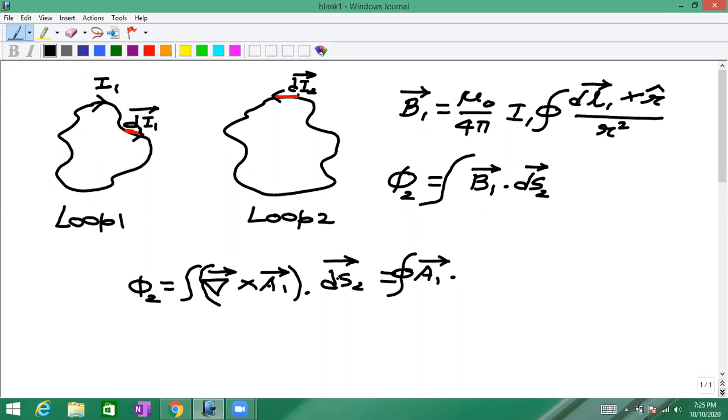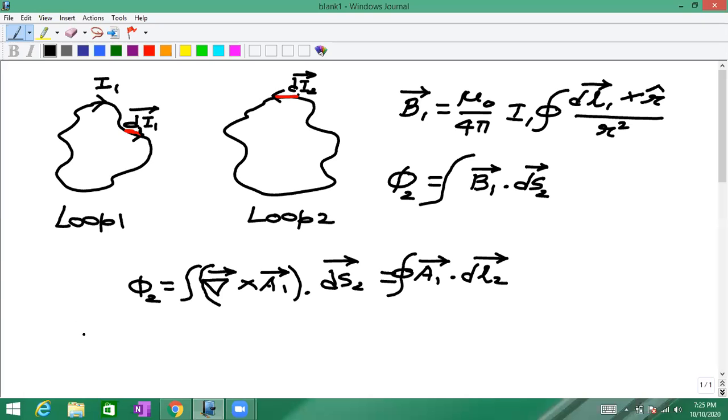গতিকে আমি ইয়াত যেটো আহিব সেইটো লাইন ইন্টিগ্ৰেশন, গতিকে S2 তো নাহে, ইয়াত কি আহিব? A1 vector dot dl, which one, dl1 or dl2? L2, right, it is dl2 vector.